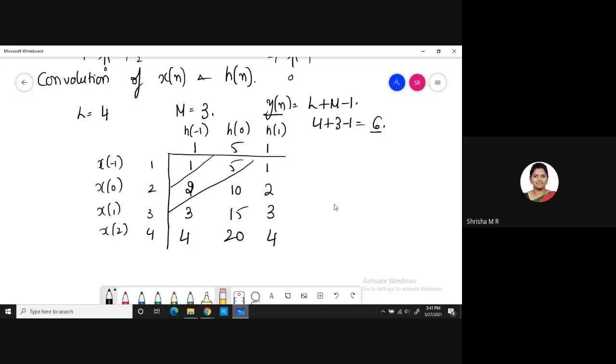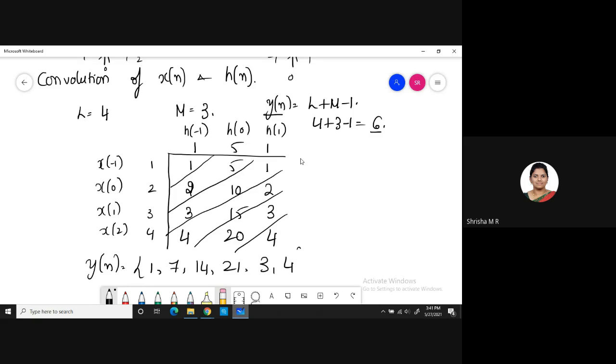Now you have to draw horizontal lines like this and add each row. So your y of n will be equal to 1, and 5 plus 2 is 7. Then you have 10 plus 3 plus 1, which is 14. Then 15 plus 4 plus 2 is 21. Then 20 plus 3 is 23, and 4. As you can see, we have got 6 samples.